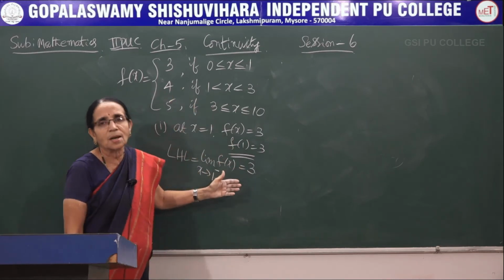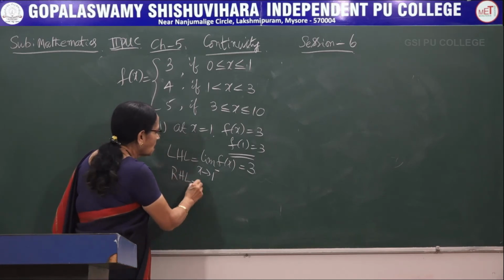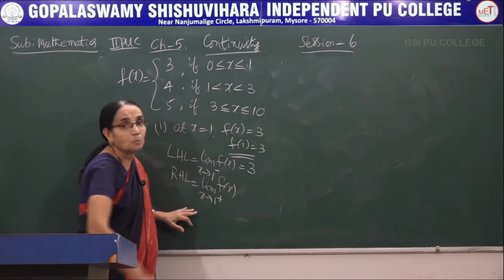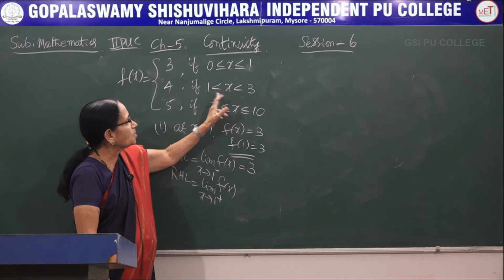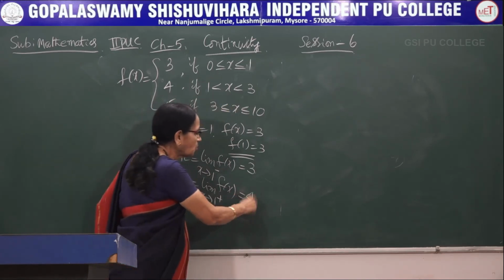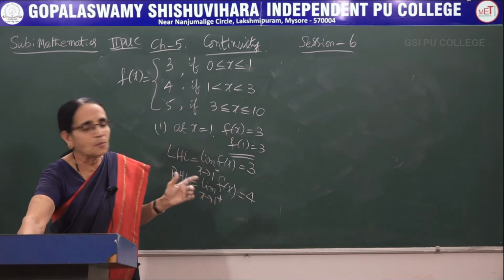Since it is a constant, directly you can write. Now, let me calculate the right hand limit also. It is the limit of f(x) as x tends to 1 plus, that means through the values more than 1. What is the value? It is given to be 4. No question of calculations because the values are readily available.